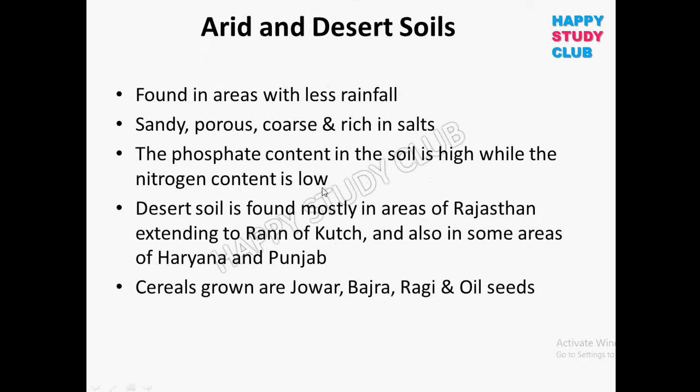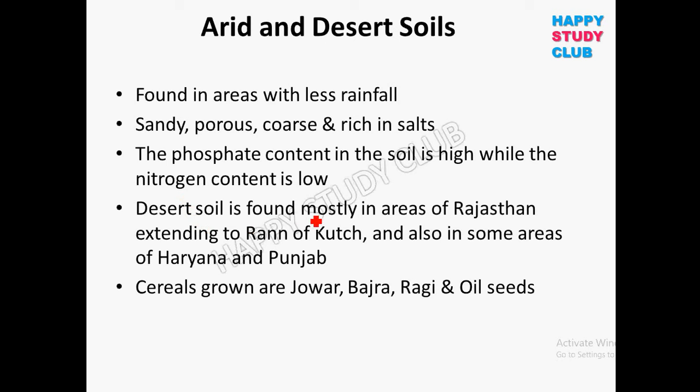So now it is arid and desert soils, found in areas with less rainfall. As the name suggests, they are desert soils, so they would be found in areas where there is desert, and in the arid region. They would receive less rainfall in those areas. So sandy, porous, coarse, and they are rich in salts. They are highly saline, and the phosphate content in the soil is high, while the nitrogen content is low.